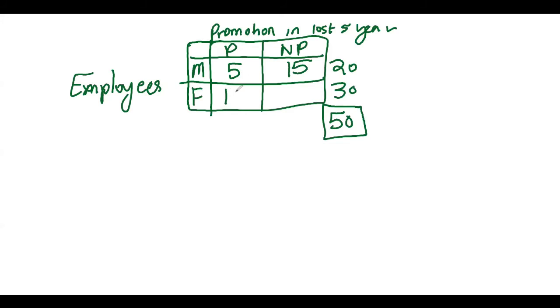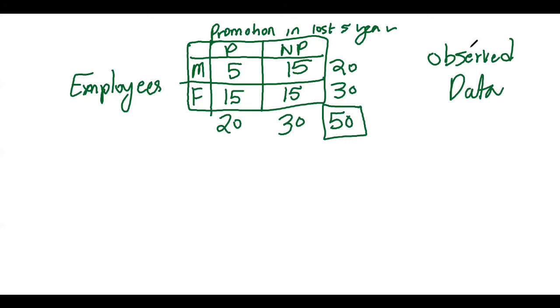15 females said they got the promotion, and 15 say that they did not get the promotion in the last 5 years, right? And the total of employees who got promoted is 20, and the total employees who are not promoted in the last 5 years is 30. So this is called observed data. Now from this observed data, I want to calculate the expected data.